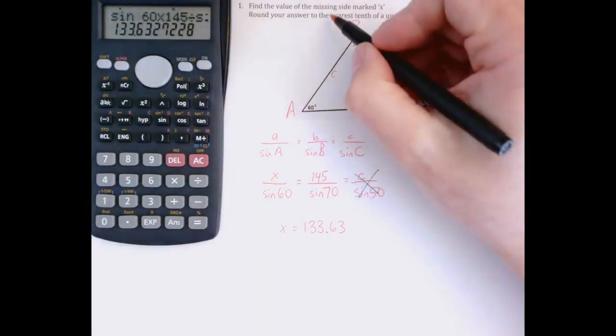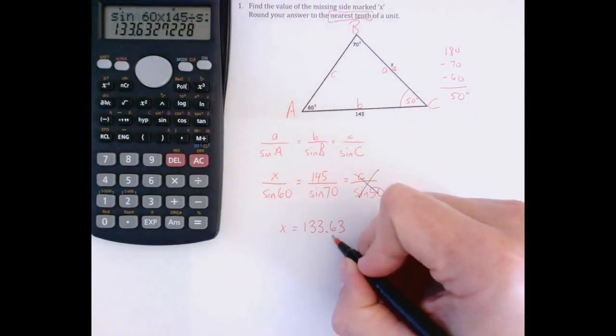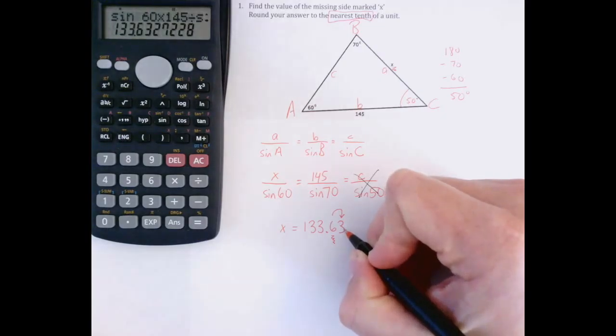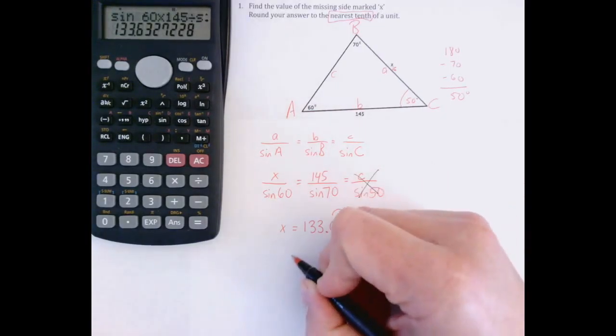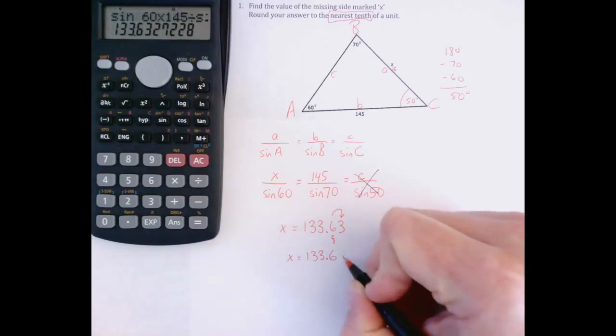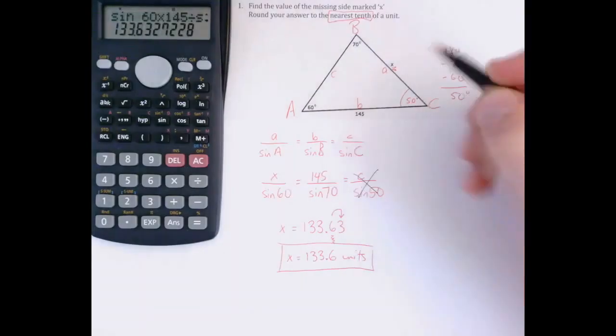And the question asked me to round to the nearest tenth. Tenth is one place after the decimal. So I look one digit to the right. That's less than 5. That means this number stays just the way it is. And I'm going to have 133.6 units as a measurement for that missing side up here.